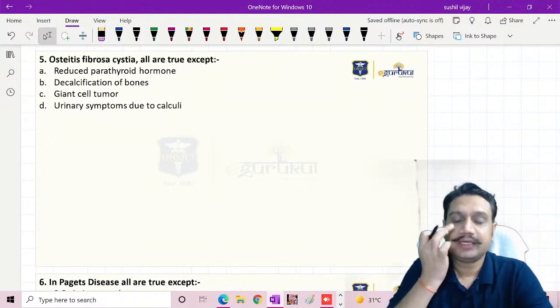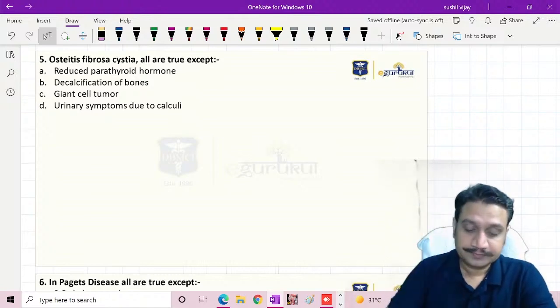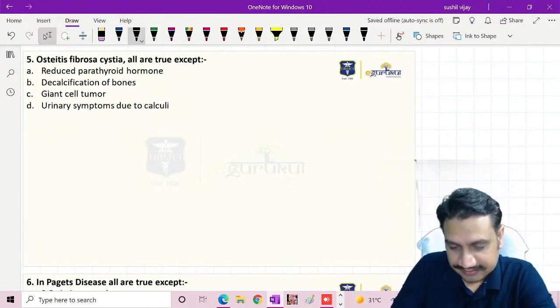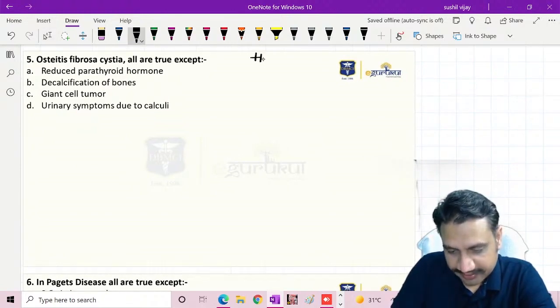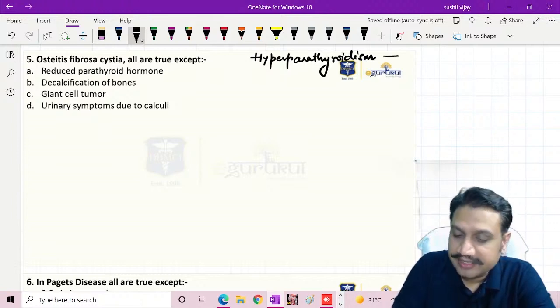Any idea? What is osteitis fibrosa cystica? So this is hyperparathyroidism. And this hyperparathyroidism will lead to what?